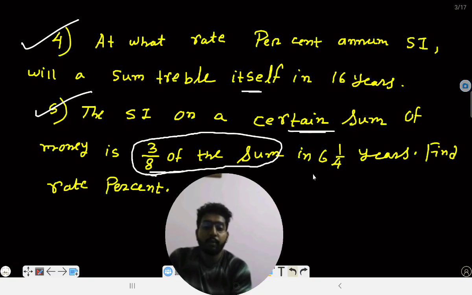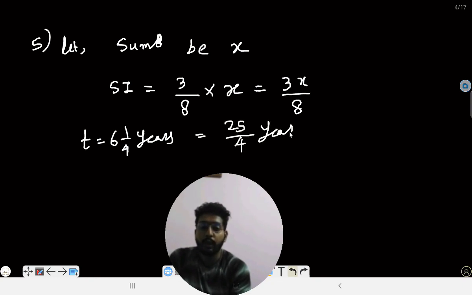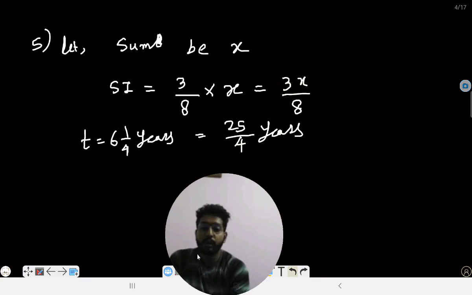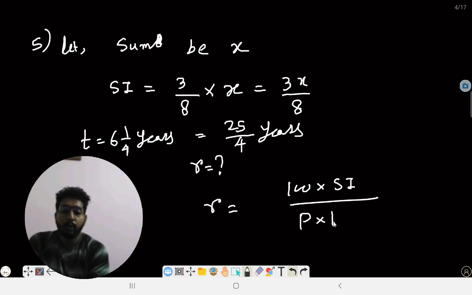Now the time is given as 6 whole 1 by 4 years, that means 25 by 4 years, that will be the time. Done. Now we have to find the rate percentage, that means R we need to find. So those are the values given. Now from here you have to find the rate. Rate is question mark. Now how to find the rate? Same thing, rate equals, we know the formula, 100 into SI by P into T.